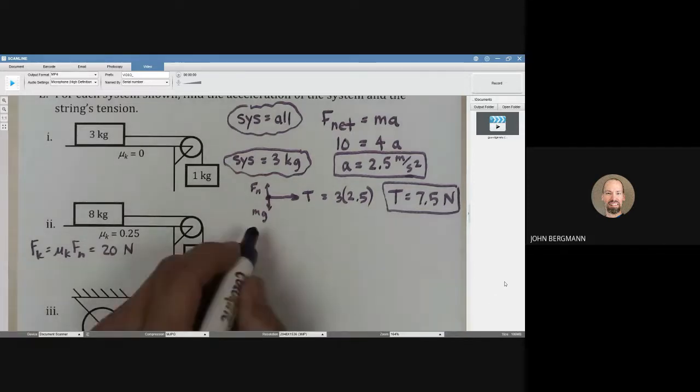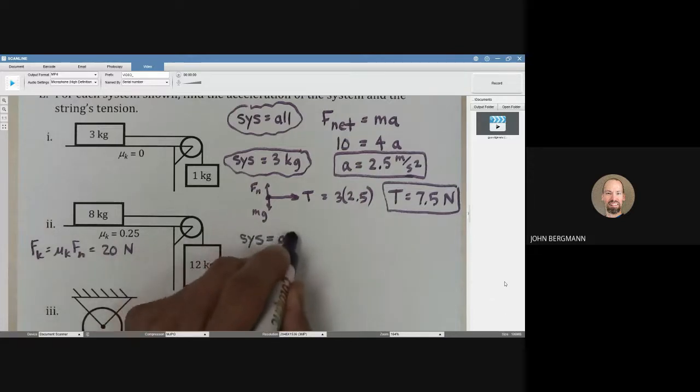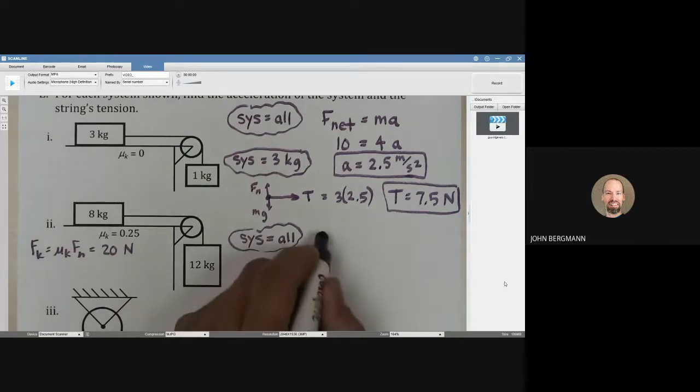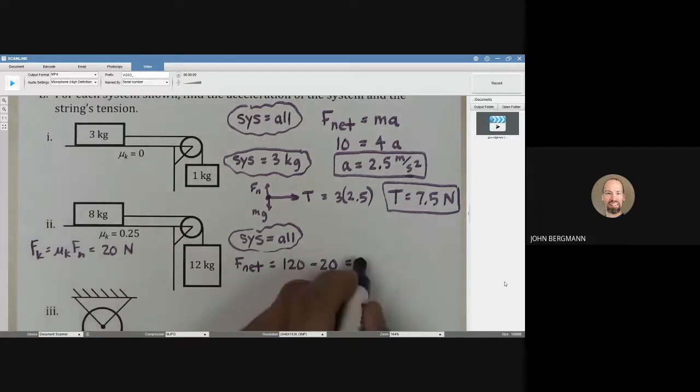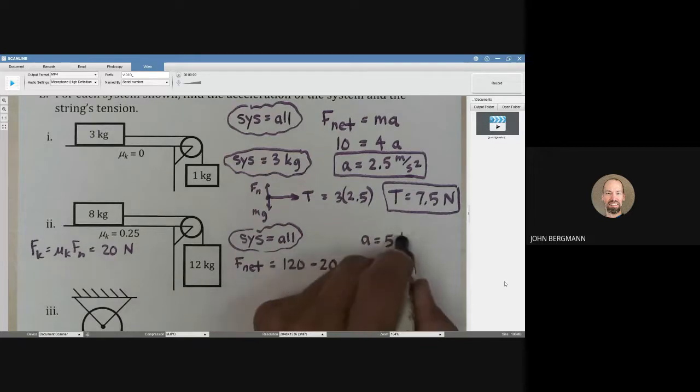All right, so let's consider the system as being all of this. What's the net force? The net force is going to be the weight of this 12 kilogram mass, which is 120. Take away friction, because friction is holding us back a bit. And that needs to equal the mass of the system, which is 20, times the acceleration. What's that? 5? Acceleration is 5 meters per second squared.